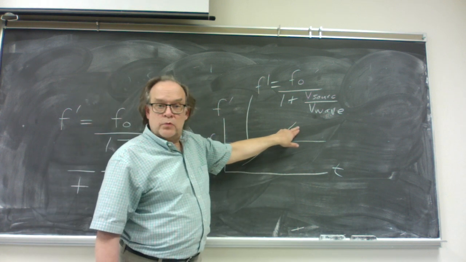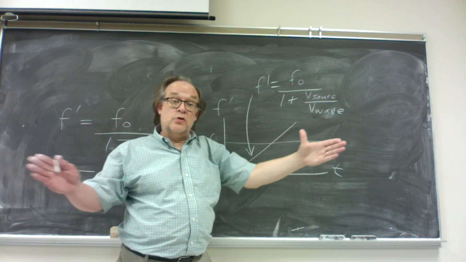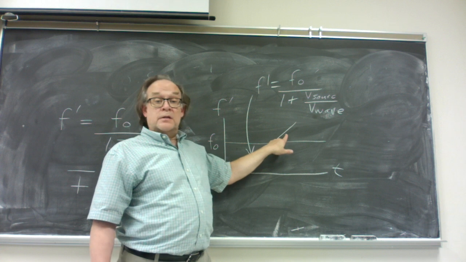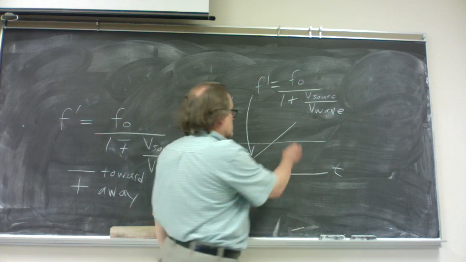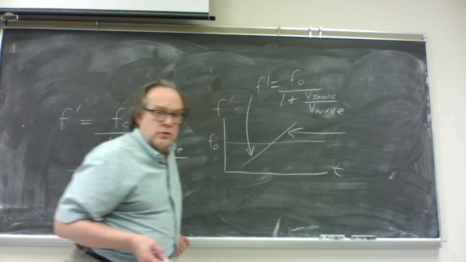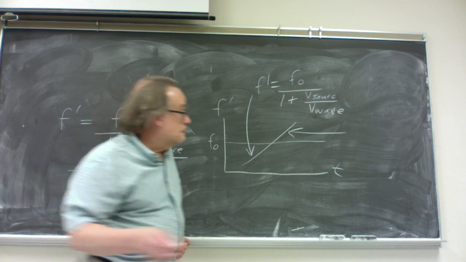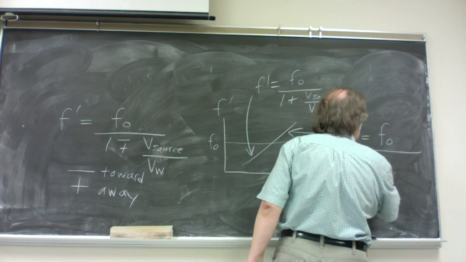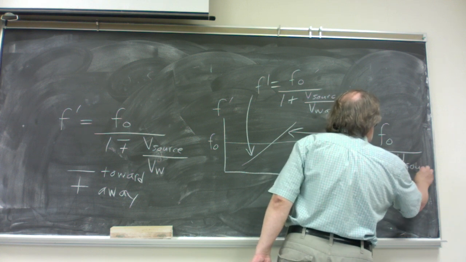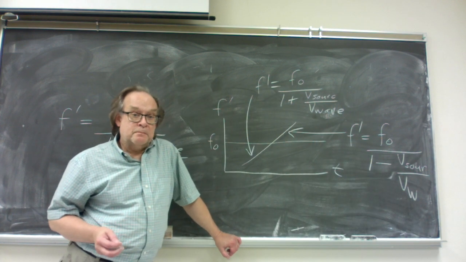And now here, frequency is higher than the source. That always happens when source and observer are getting closer together. So in this case, now the ambulance is moving towards you. And so the right way to write the equation for the frequency that you hear looks like this. Frequency you hear is frequency of the source divided by 1 minus velocity of the source over velocity of the sound wave.